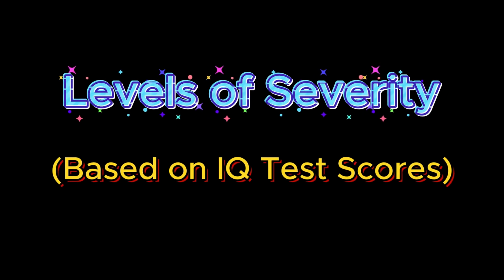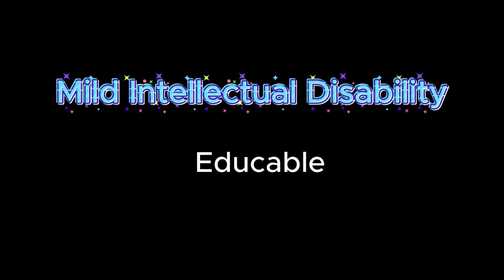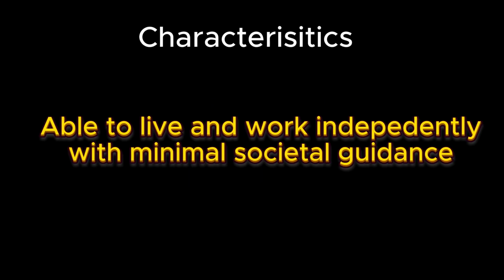Based on standardized IQ testing, individuals are classified into 4 distinct levels of severity. Mild intellectual disability is in the range of IQ 50 to 69. Individuals with mild intellectual disability are often referred to as educable. They typically acquire practical language, basic functional academics up to roughly a primary school level, and independent self-care skills, allowing them to live and work independently with minimal societal guidance.